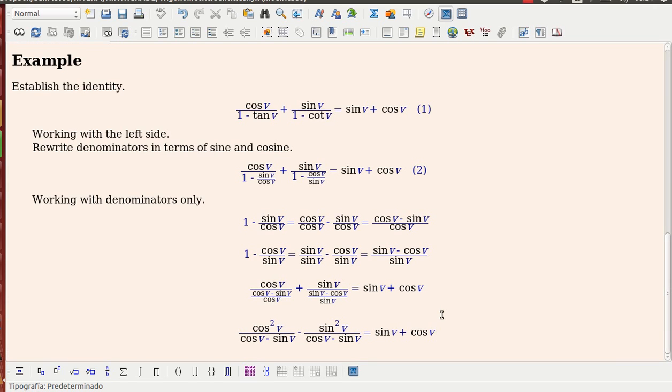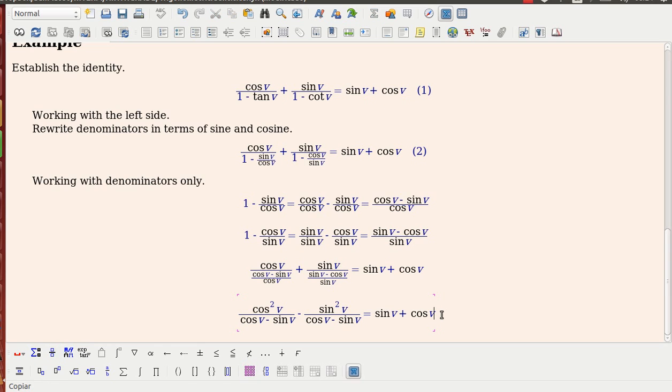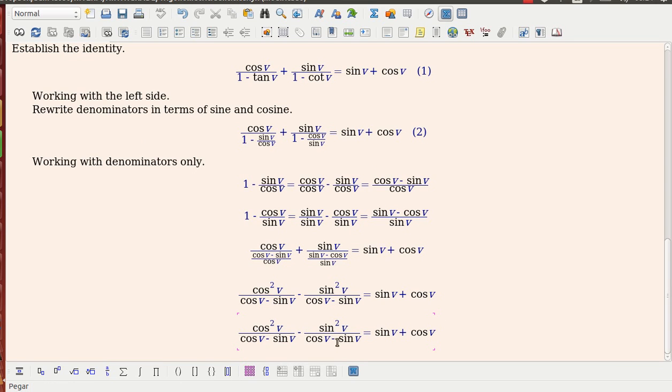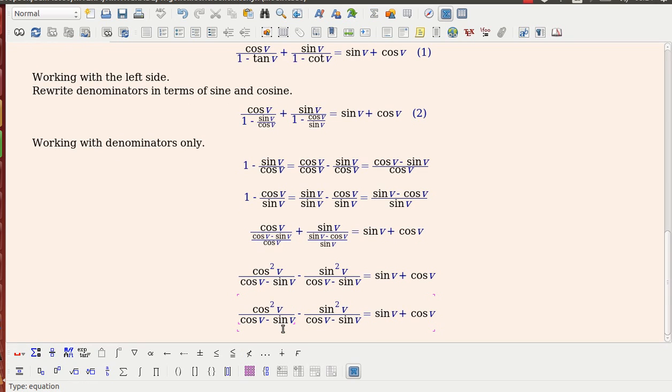Now what is next? I have a common denominator, so I'm going to apply the property to add rational expressions. With a common denominator, add or subtract numerators. In this case, it's a subtraction. Cosine square of b minus sine square of b divided by cosine of b minus sine of b. And keeping our goal in mind, that's equal to sine of b plus cosine of b.